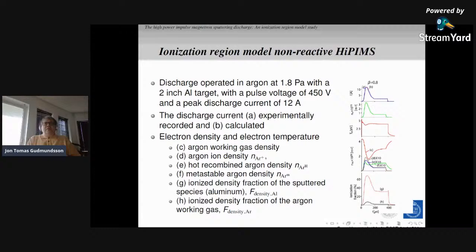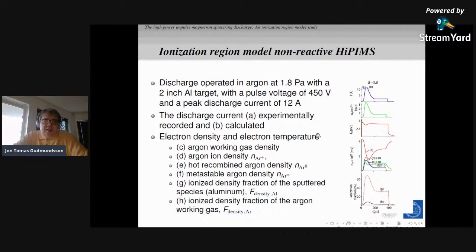We can also look at other things, and here are results from one of our early papers on the model. Here we are looking at the aluminum case, at a voltage of 450 volts. This is basically from the same data set as before. The peak discharge current now is 12 amperes. This is the current: the red line is the measured current, and the blue is modeled. It fits exactly.